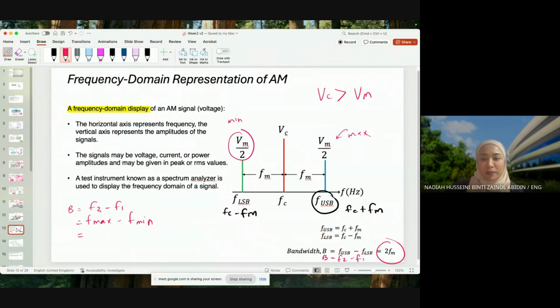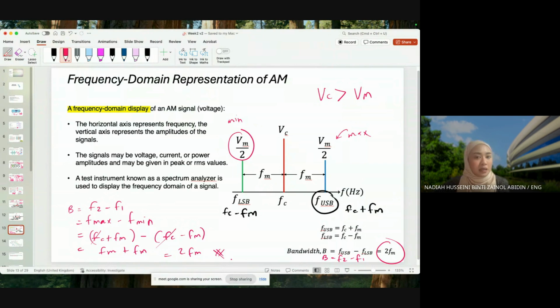So F max in this case is our upper sideband, which is Fc plus Fm, minus Fc minus Fm. So the simple math: you have your Fc minus Fc, and Fm plus Fm equals 2 Fm. So the bandwidth for an AM signal is 2 Fm. Doesn't matter what your Fm is, just plug it in. If your Fm is 100, it's going to be 200 Hertz.